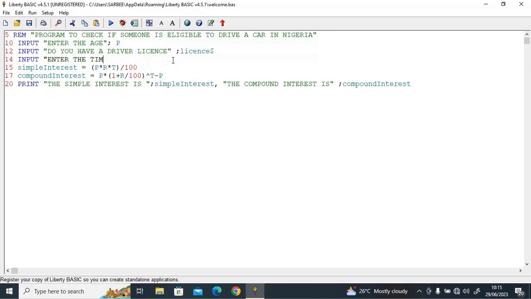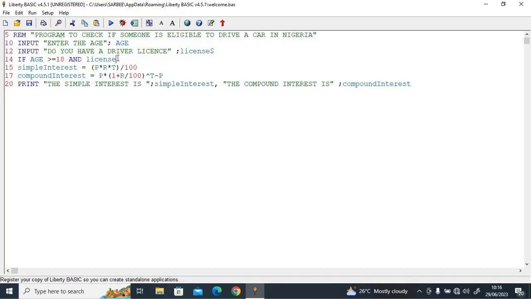Now make a check. Let's make this check. If the age of the person, let me put age here. If age is greater than or equal to 18 years, the person is an adult. I'm going to use the and operator now. And license, dollar sign, license. Sorry for the wrong spelling. License. I think I'm right.